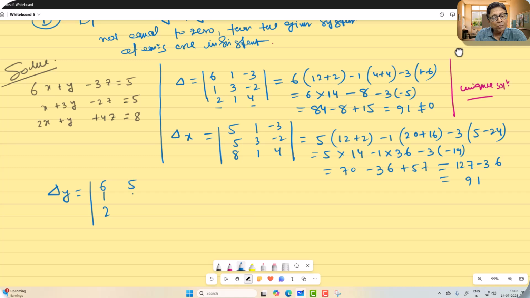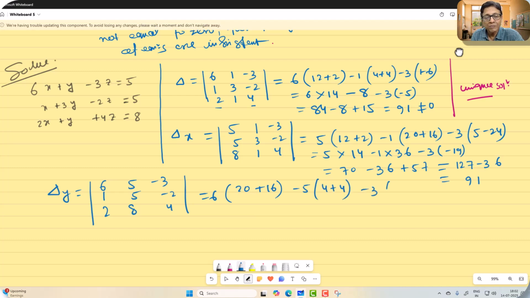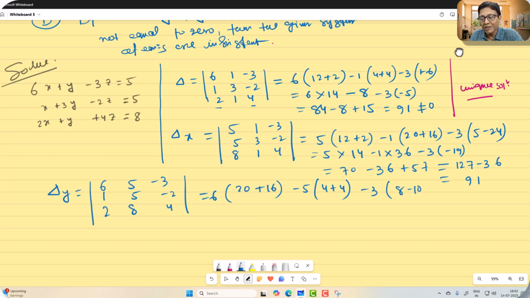6, 1, 2, 5, 5, 8, minus 3, minus 2, 4, 6 into 20 plus 16, minus 5, 4 plus 4, minus 3, 8, minus 10. So 6 into 36, minus 40, plus 6. 216, 222, minus 40. This is 182.